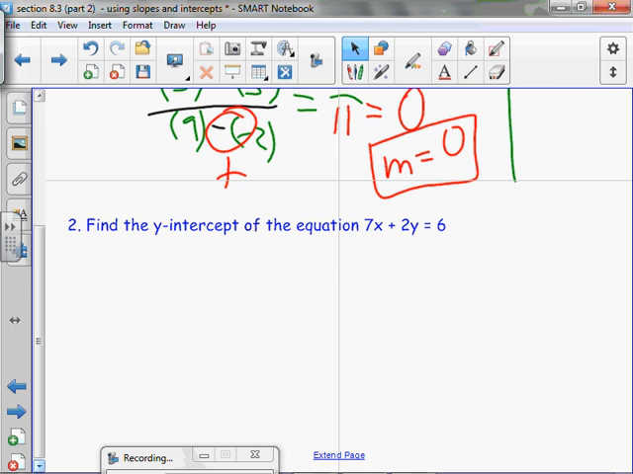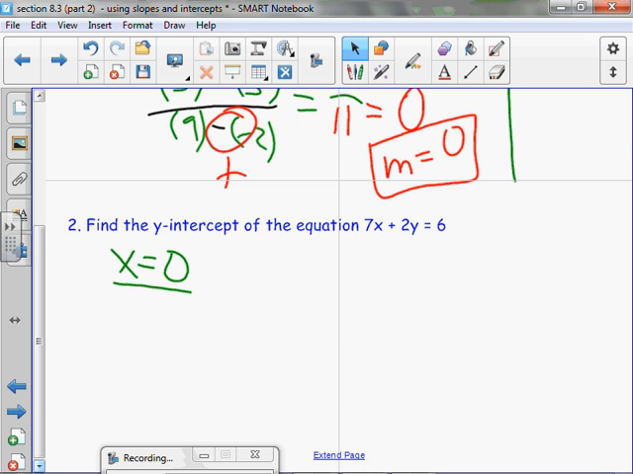Find the y-intercept of the equation 7x plus 2y equals 6. This is from last night's video. And what was the trick about finding the y-intercept? Melissa? x is always 0. x will always equal 0 when we're finding the y-intercept.